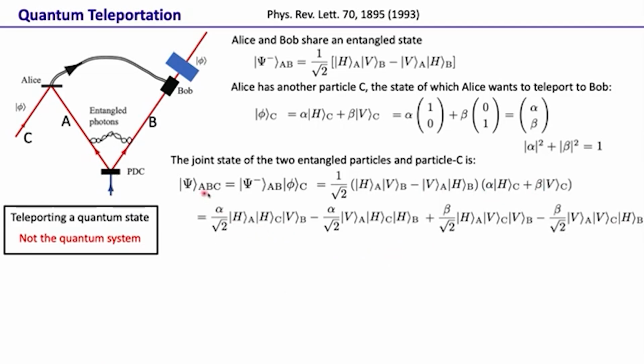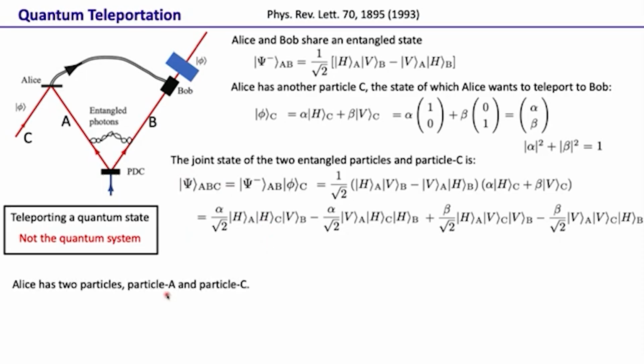So this joint state of the three particles is alpha by root 2 HHV minus alpha by root 2 VHH plus beta by root 2 HVV minus beta by root 2 VVH. And here the way we have arranged is ACB: particle A, particle C, particle B. This is just a tensor product; we could have written it as ABC as well. Okay, so that's the joint state of these three particles.